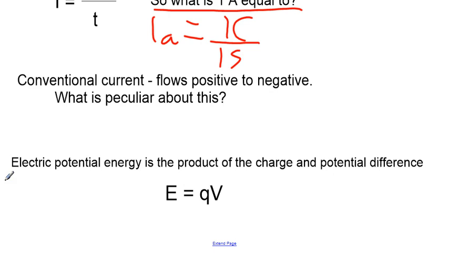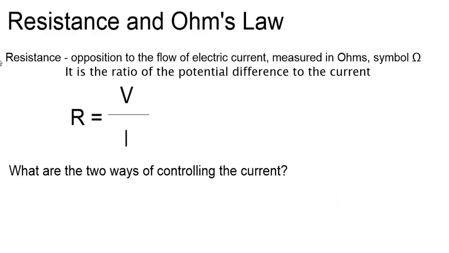Electric potential energy is the product of the charge and potential difference. So E is equal to QV. Now if you think back to the last unit, you've already seen this equation. We use this as the voltage equation. Voltage is equal to the energy per charge. And so this is the same equation, just rewritten a little bit differently and from a different perspective. So E is equal to QV, or V is equal to E over Q. They're the same equation.